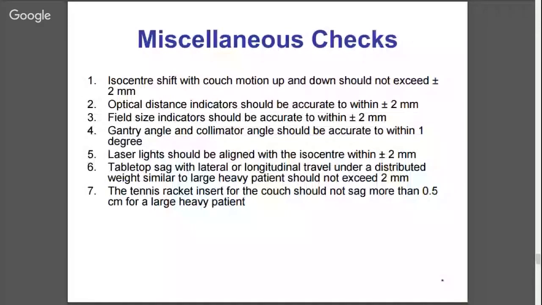Something else we need to check is that as we add more weight to the table, the couch, there might be some sag in it. So we need to put a load of weight on that and check that there's no significant sag there. That's going to mean that the patient is going to be misaligned around the isocenter. And these days, with the strong carbon fiber couches, this isn't such a significant issue, but it's something we still need to check.